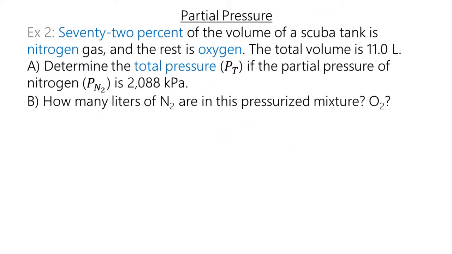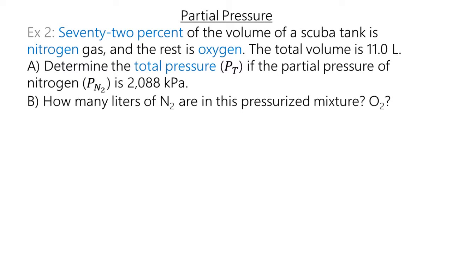72% of the volume of a scuba tank is nitrogen gas, and the rest is oxygen. The total volume is 11 liters. Determine the total pressure if the partial pressure of nitrogen is 2088 kilopascals, and then determine the volume of both nitrogen and oxygen in this mixture. And those would be partial volumes because we know the total volume is 11.